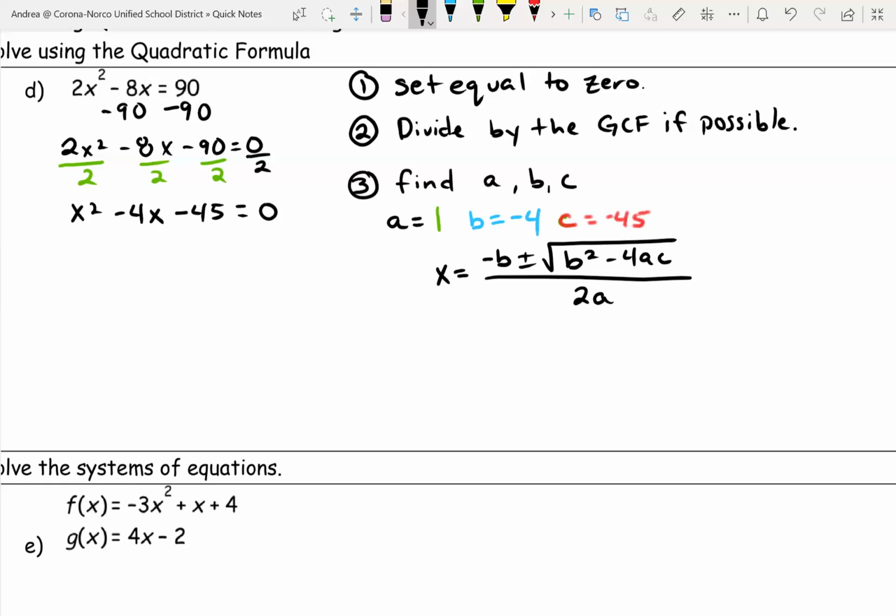And x equals negative b plus or minus square root b squared minus 4ac all over 2a.